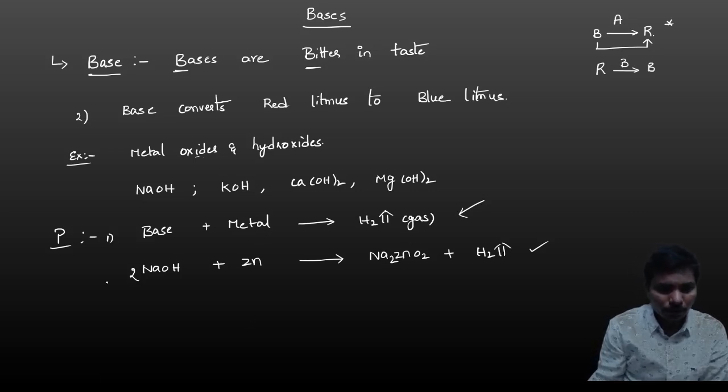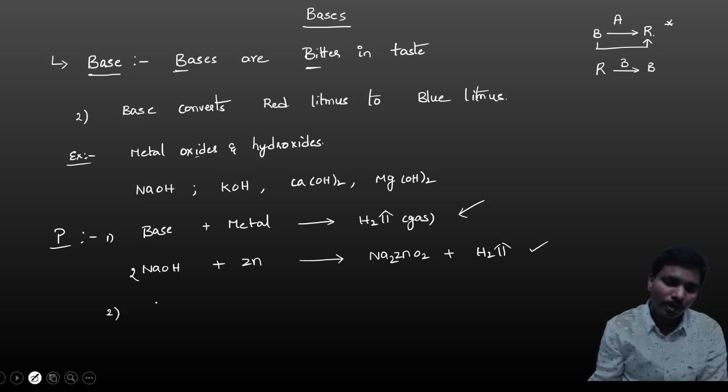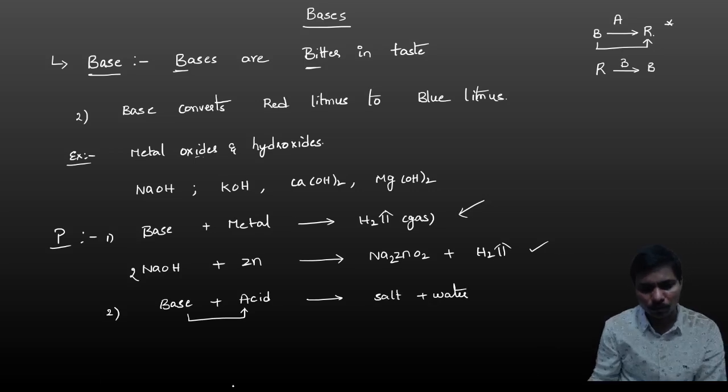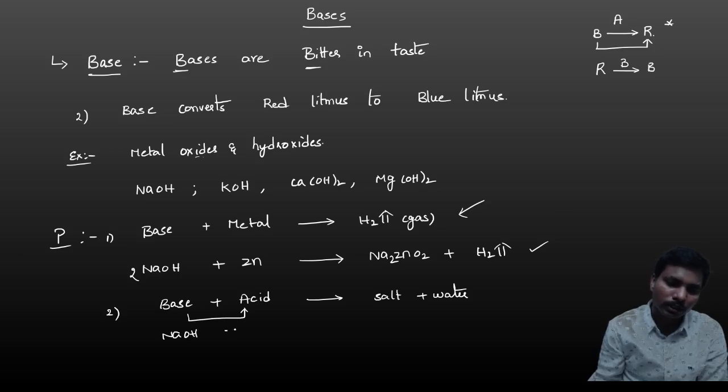Coming to the second one. We have already learned that acid reacts with base to give salt plus water. Now here also, base reacts with acid, then you will get salt and water. That means the base effect is neutralized by acid. We have already taken the example in the previous session: NaOH plus HCl gives NaCl plus H2O.